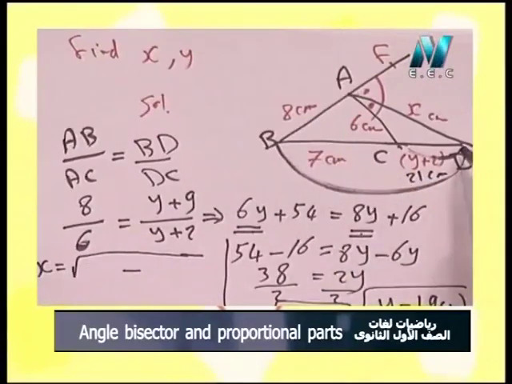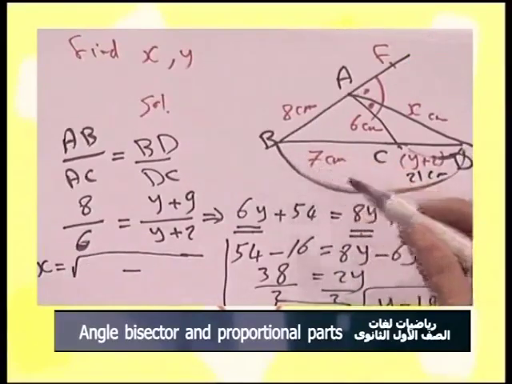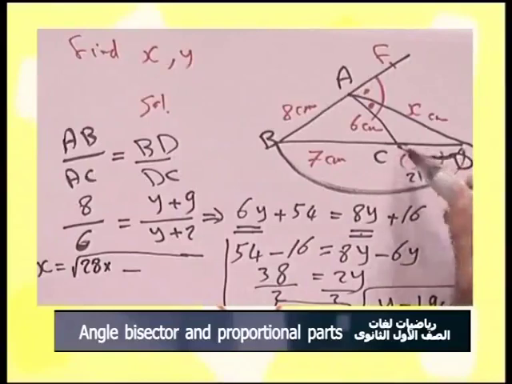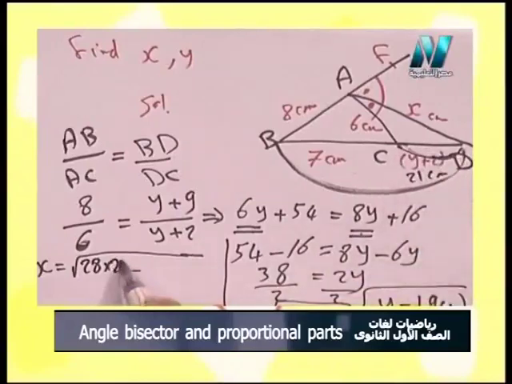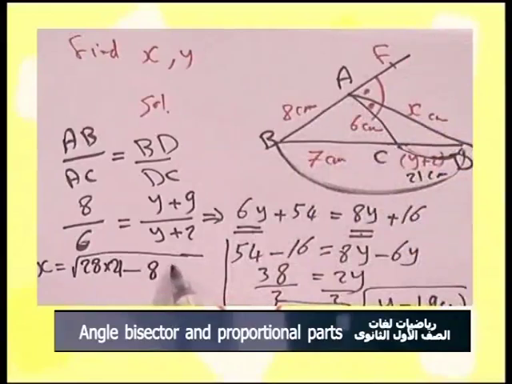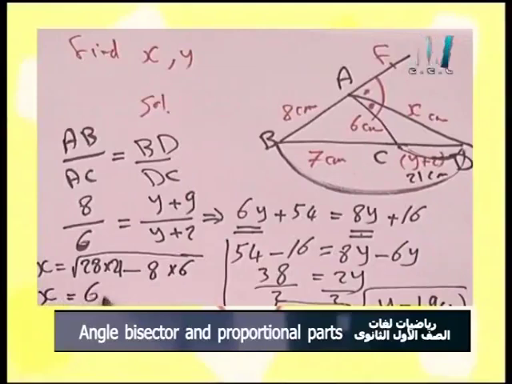BD now equals 7 plus 21, so it's 28. We write 28 multiplied by DC, which now equals 21 centimeters, minus AB times AC, 8 multiplied by 7 multiplied by 6. So after calculating, x will be 6 square root 15 centimeters.